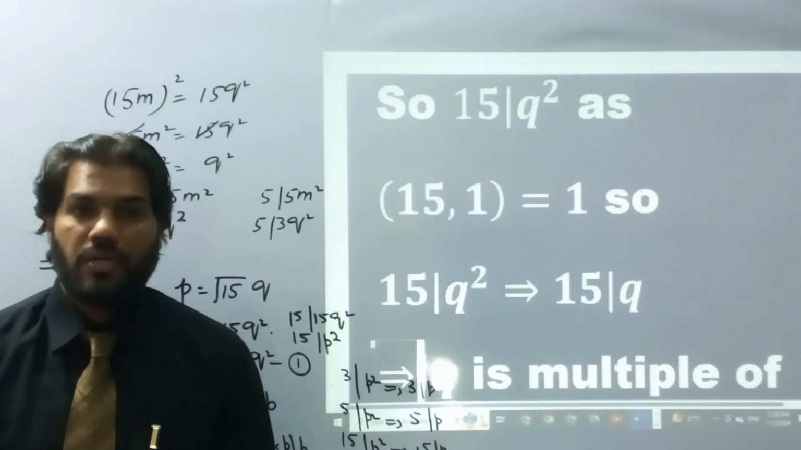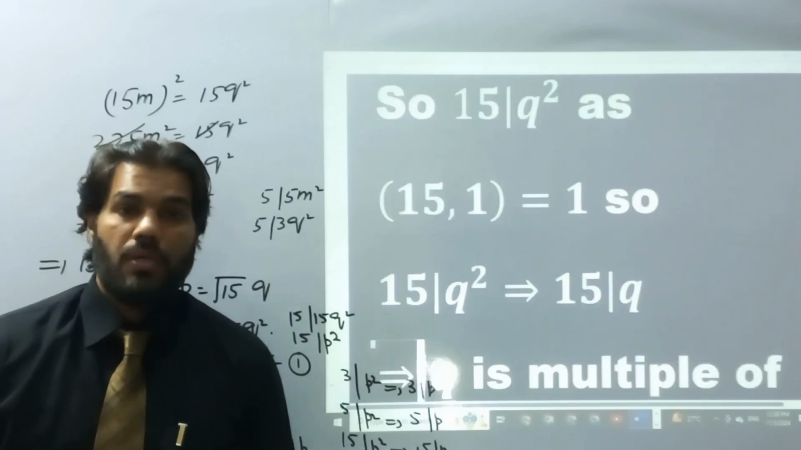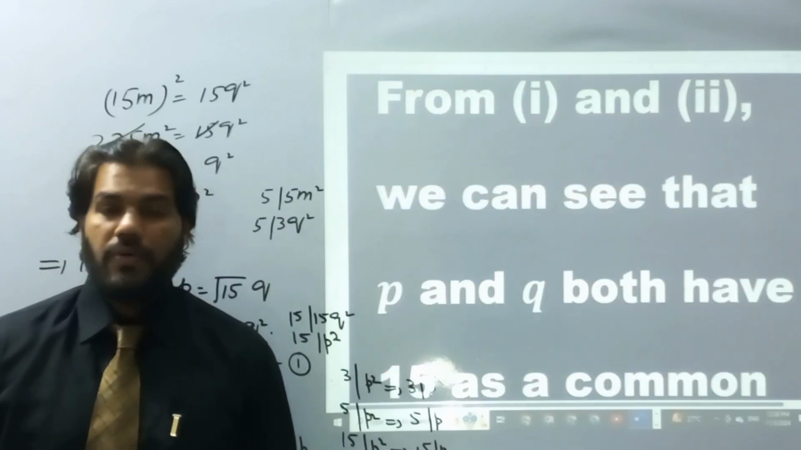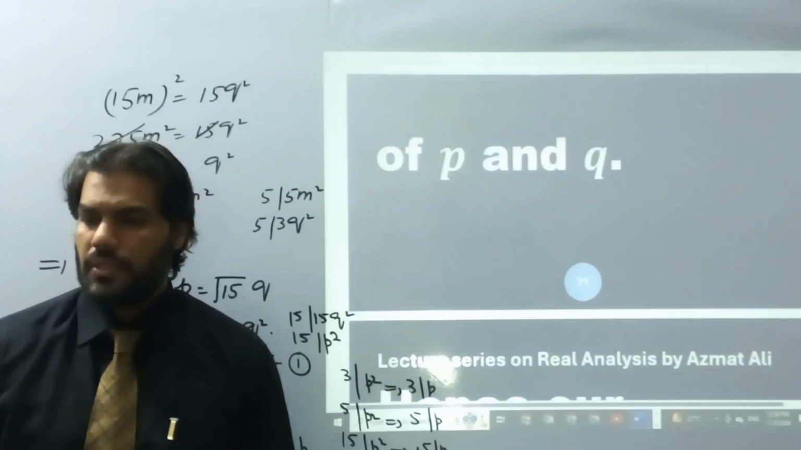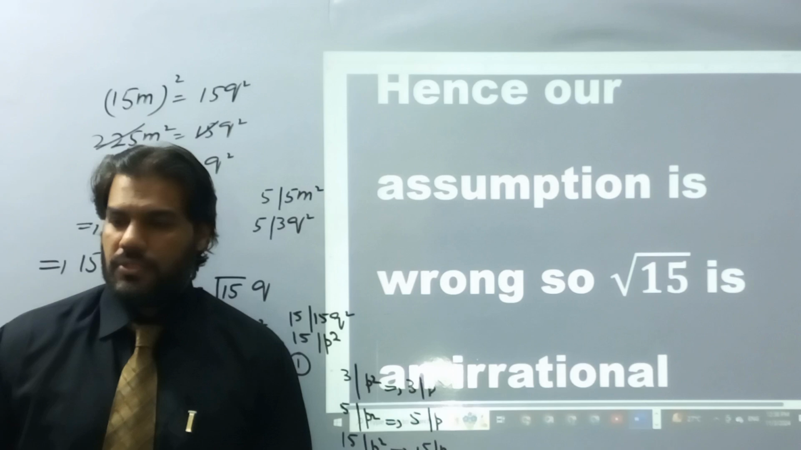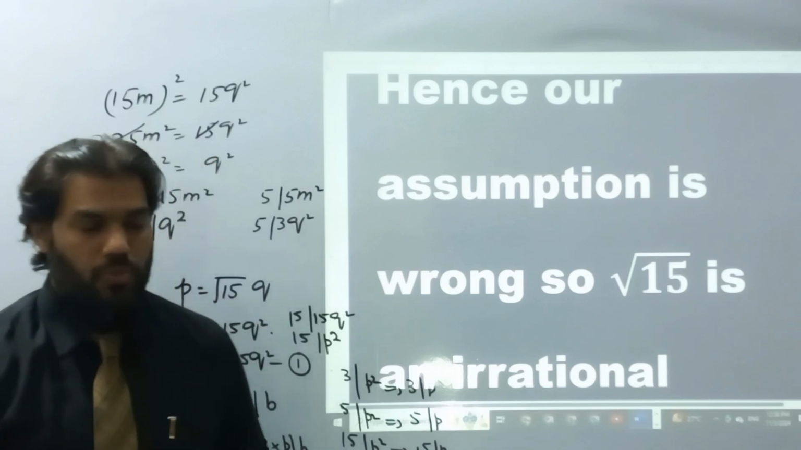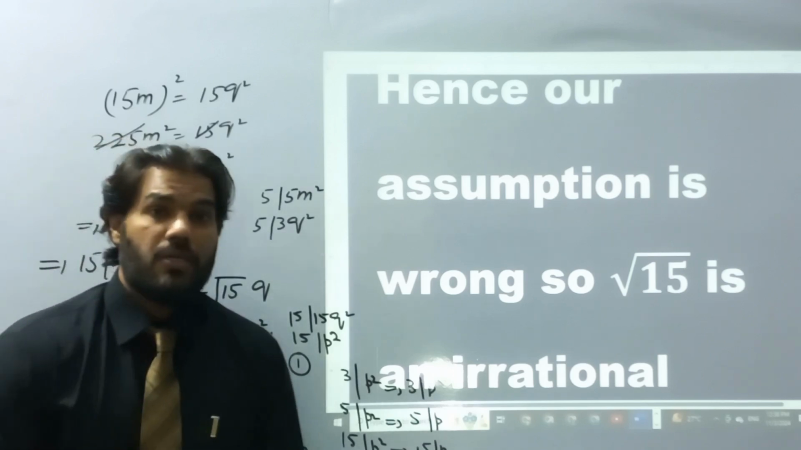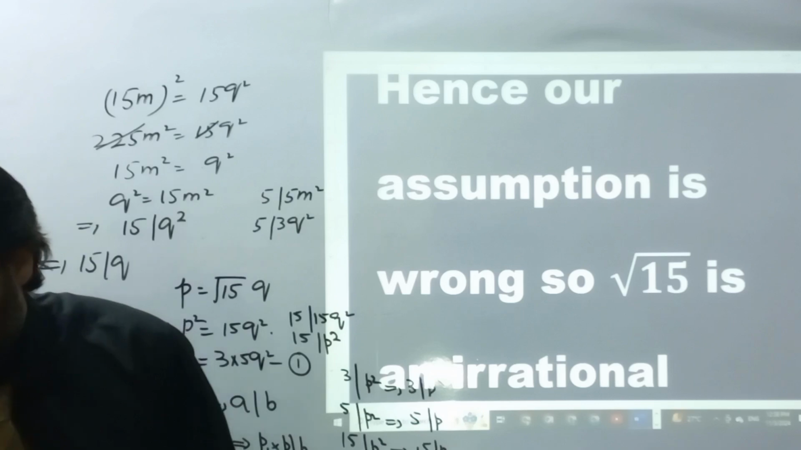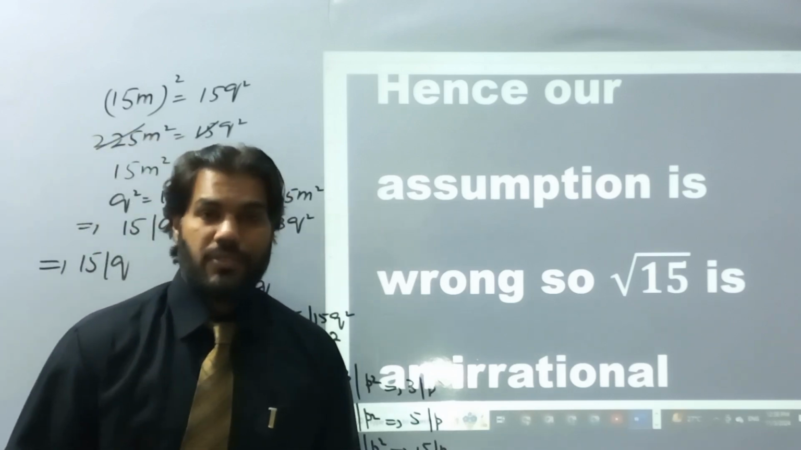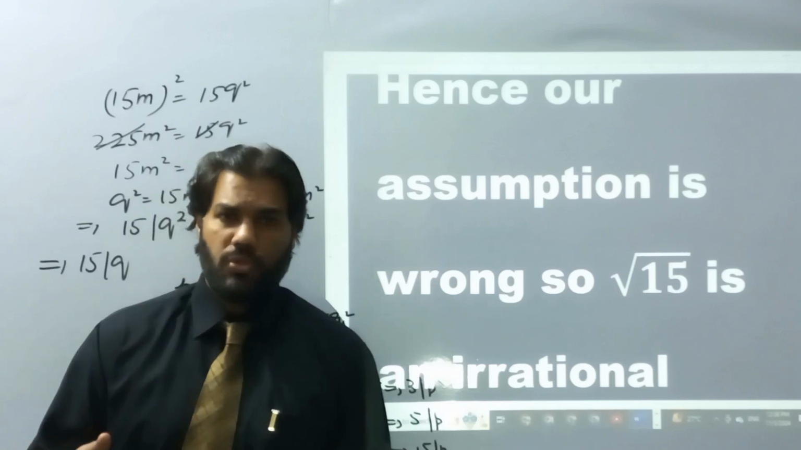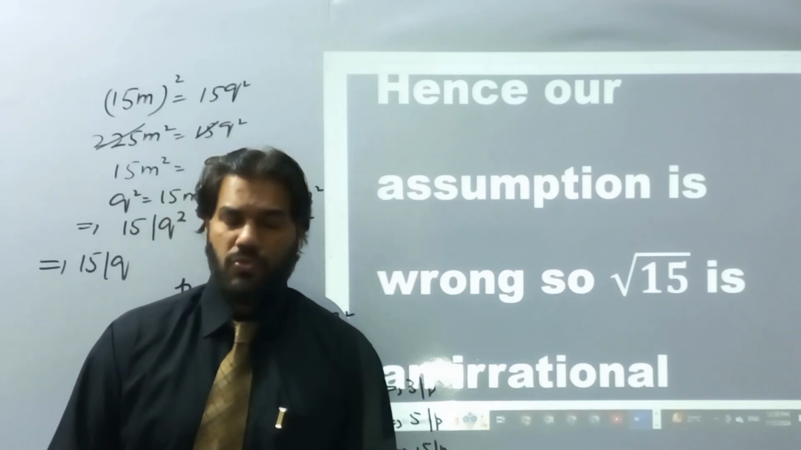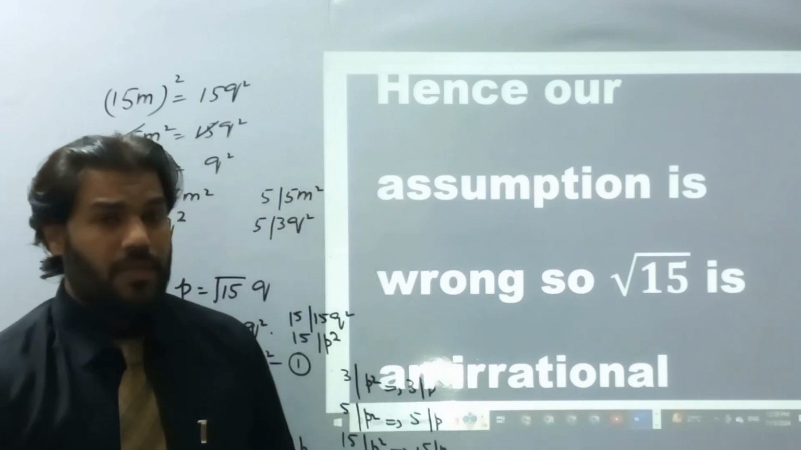That leads to the contradiction that p and q have only one as a common divisor. So our assumption is wrong. Hence square root 15 is an irrational number. So in this way you can show the irrationality of those numbers that are the product of two distinct primes. In a similar way you can show the irrationality of square root 6, square root 10.